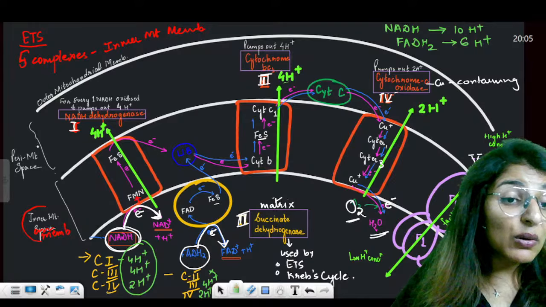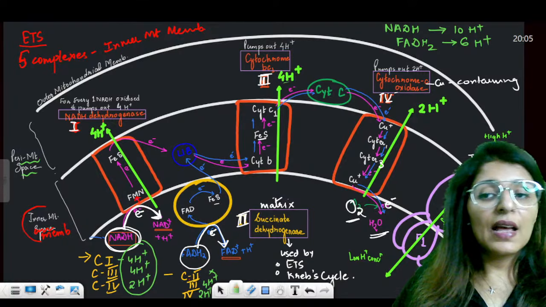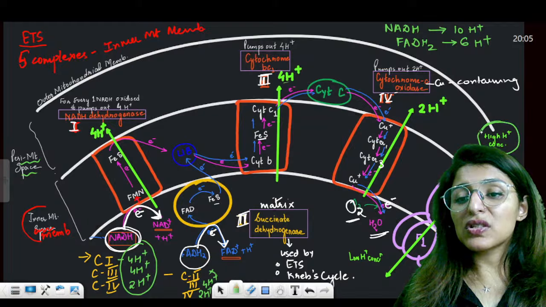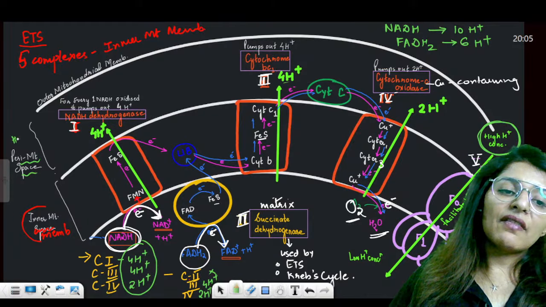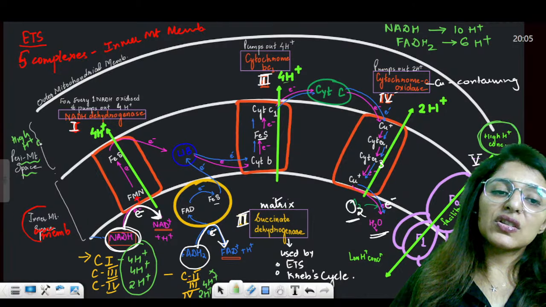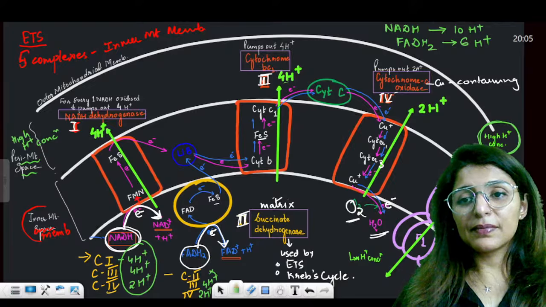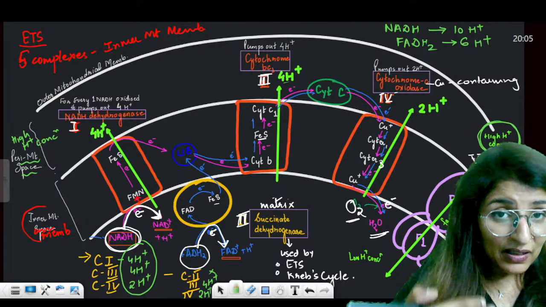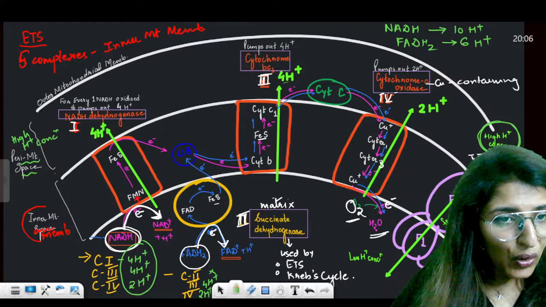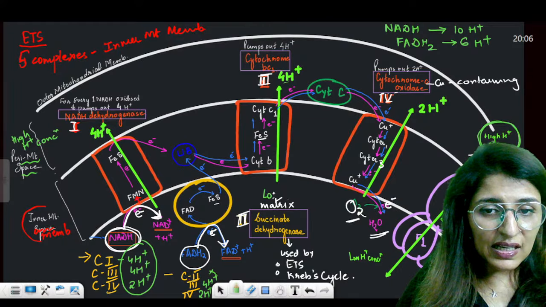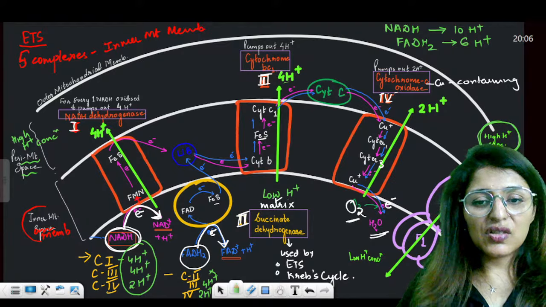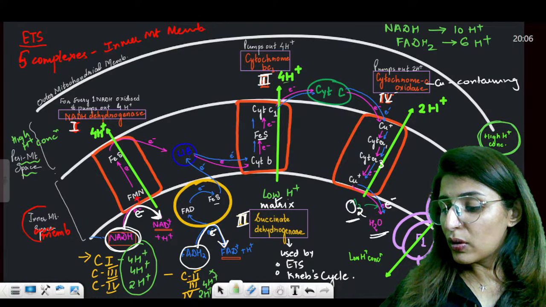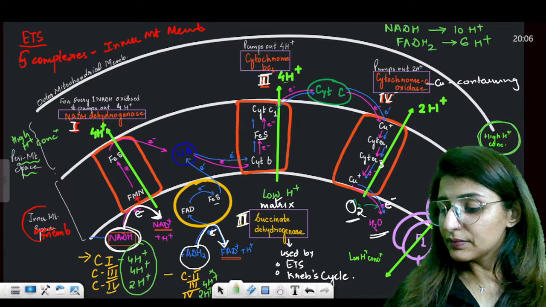Where are they getting pumped out? In the perimitochondrial space. Can we say that the perimitochondrial space will have high H positive concentration? Yes. And because they are getting pumped from the matrix, the matrix will have low H positive concentration. Can we say that low H positive concentration in the matrix? Yes or no? Please tell me. Can we say that low H positive concentration here? Everybody.